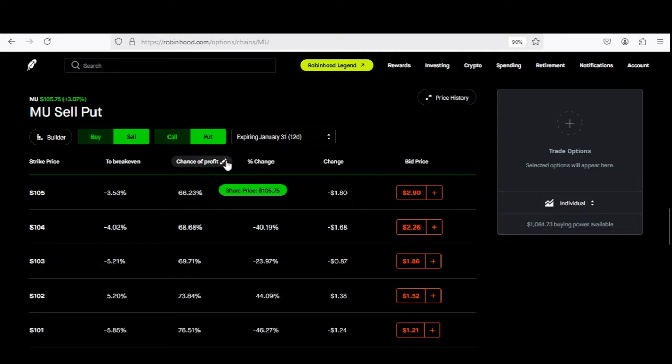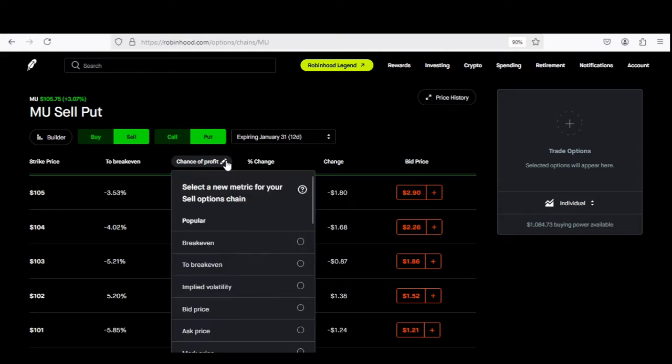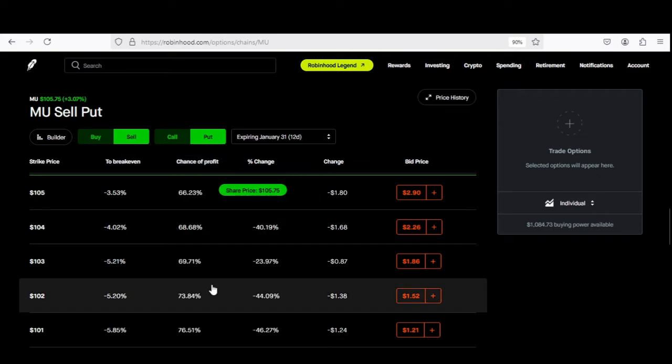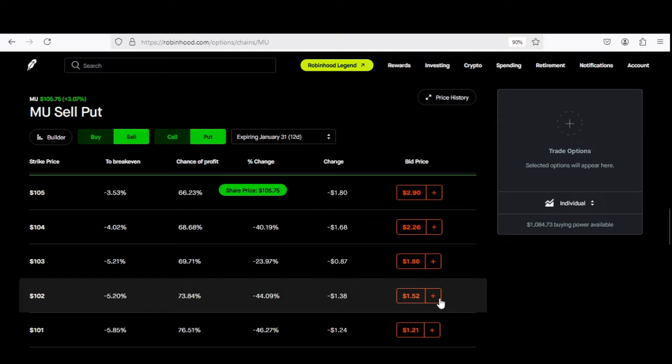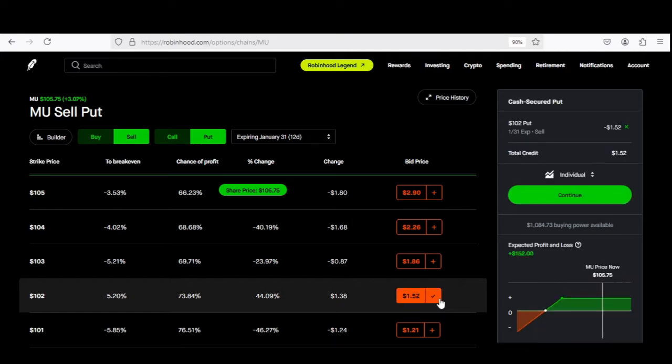Now with the chance of profitability, if you are using Robinhood, you could simply click into this little pencil icon right here and you can adjust this if you can't right away see your chance of profitability. Or if you want to use a different one, you could change it to any one of these: break even, implied volatility, choose. But for this video, we focus in on chance of profitability. So the chance of profitability is going to be about a 74% chance. And for that, I'm going to be receiving $1.52, which is going to work out to $152. But we're not focusing on the income right now. We're focusing on the chance of profitability.